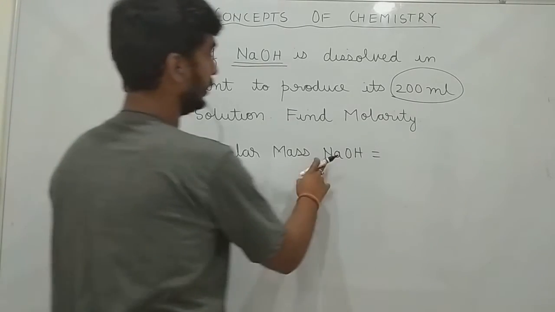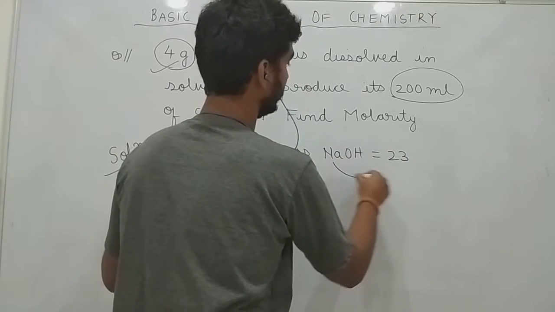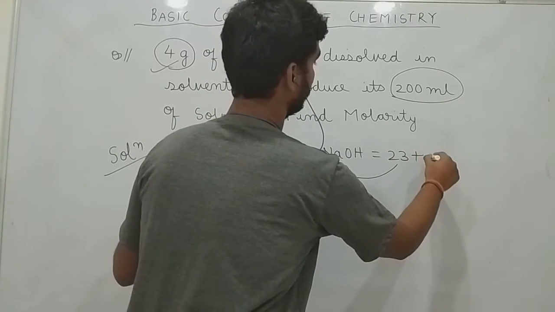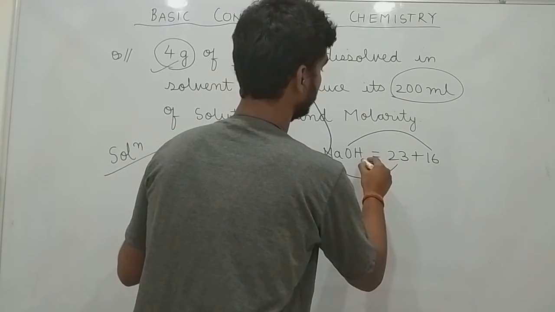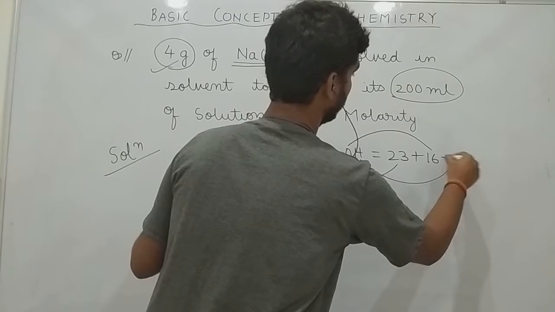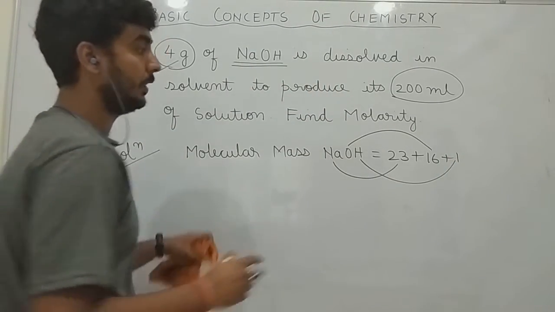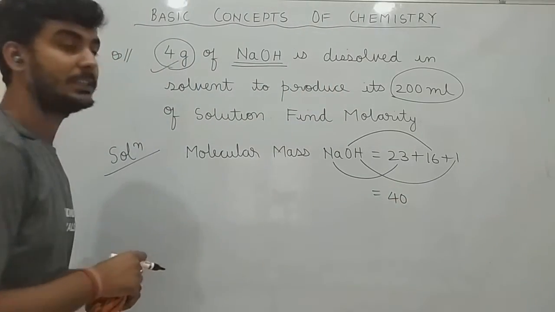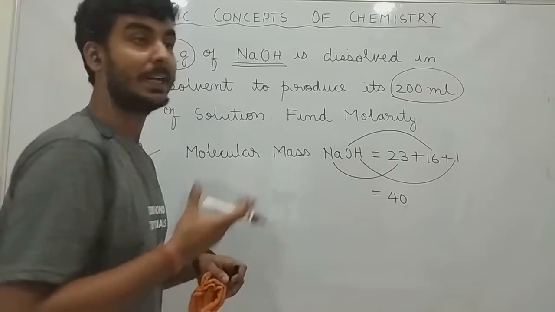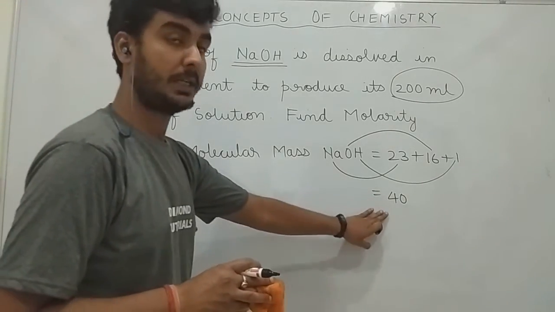We will talk about gram molecular mass. So atomic mass of sodium is what? 23. Atomic mass of sodium is 23. Atomic mass of oxygen is 16 u, and atomic mass of hydrogen is what? 1. So 23 plus 16 plus 1, it comes out to be 40. So molecular mass of NaOH is 40 u, but here we will consider gram molecular mass, so 40 grams. So we know the molecular mass.